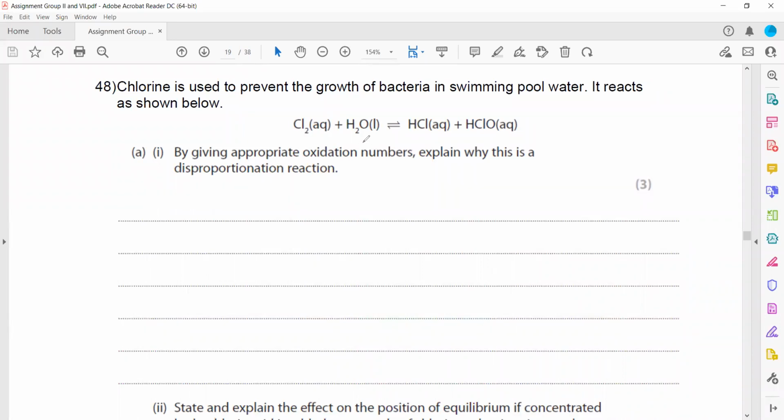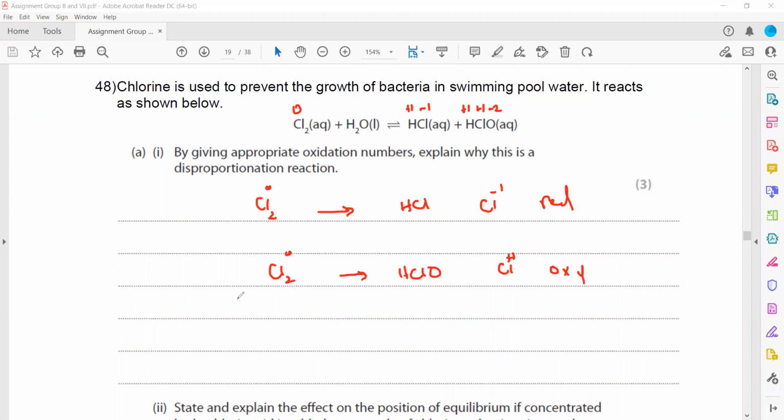Because the same element is oxidized and reduced. Here chlorine is 0, but in HCl chlorine is -1, and in HClO each oxygen is -2, hydrogen +1, so chlorine should be +1. So what happened? Chlorine is 0, it changes to HCl, in which the chlorine is -1, so that is reduction. Whereas chlorine is 0, in HClO it changes to an oxidation number of +1, so that is oxidation.